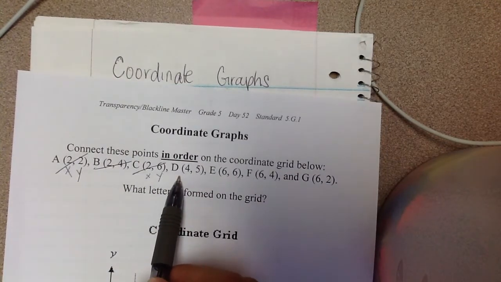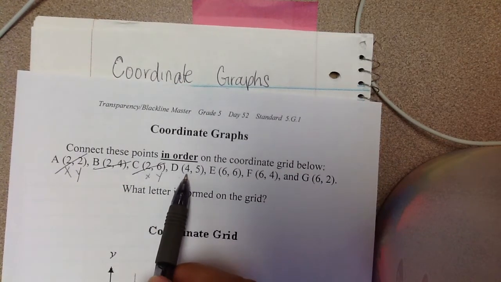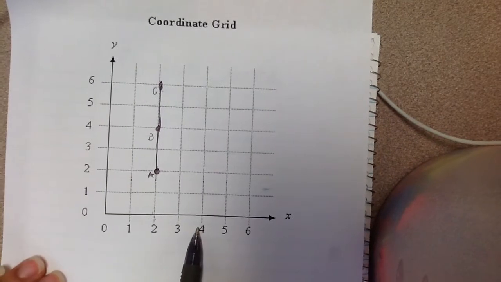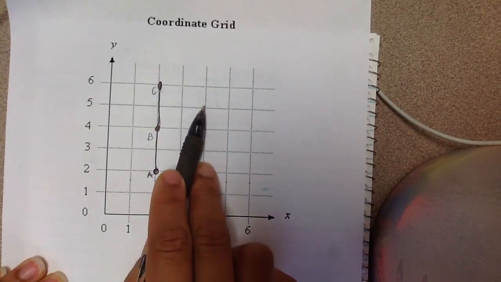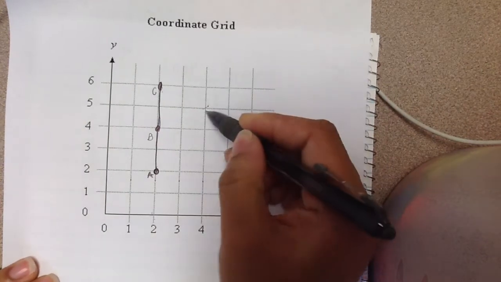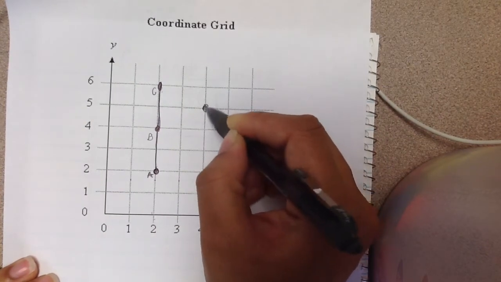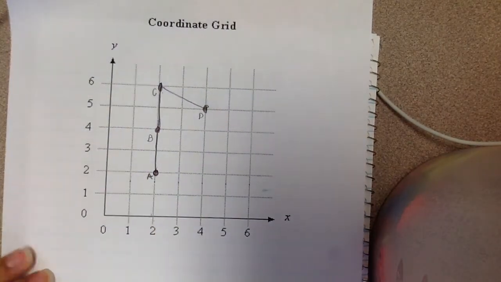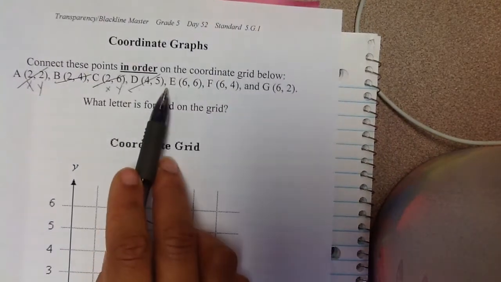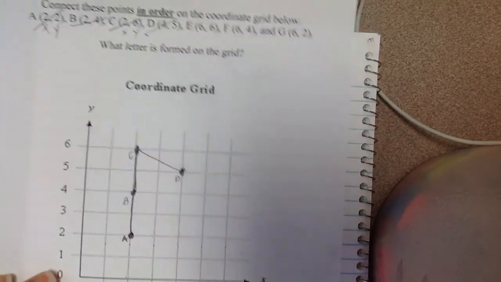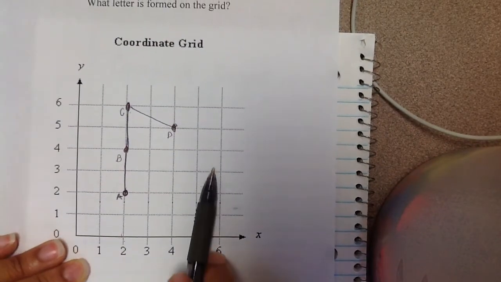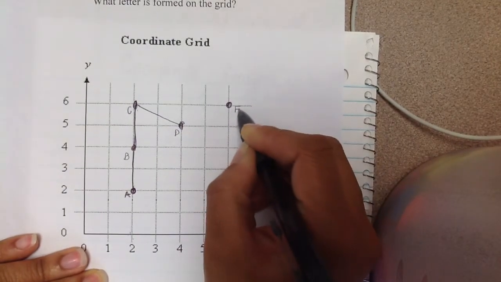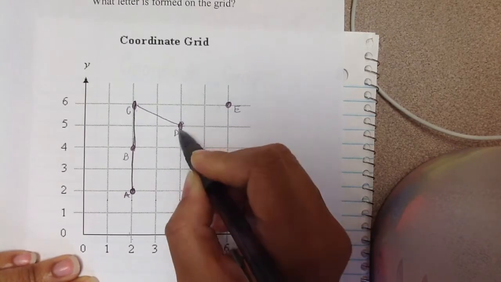My next point is D. I'm going to go over 4 and up 5. 4 is my x coordinate, 5 is my y coordinate. So I'm going to go over to 4, and then I'm going to go up to 5, right here. So I went over 4, up 5, and I'm going to make a point. And that's D. Now I'm going to connect C to D because that's in order. Okay. Then E says go over 6, up 6. So I'm going to go over 6, up 6, which is right here. And that's point E. And I'm going to connect this point to this point because that's in order.